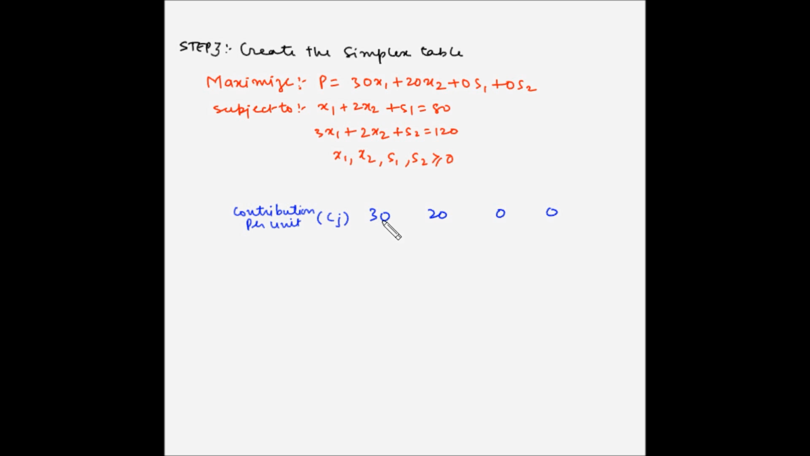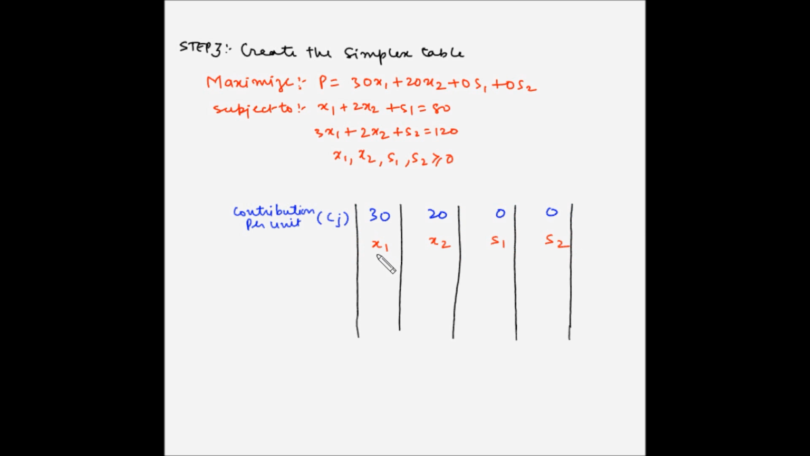Now the second row of the table indicates the variables in the problem for which the Cj components have been written in the first row. So the variables are x1, x2, s1, s2. So let's note that down: x1, x2, s1, s2. Now below the second row, the coefficients of variables in the constraints are noted down. So our first constraint is x1 plus 2x2 plus s1 is equal to 80. So x1, the coefficient is 1. For x2, the coefficient is 2. For s1, the coefficient is 1. And s2 is not present in this constraint, so we'll consider the coefficient as 0.